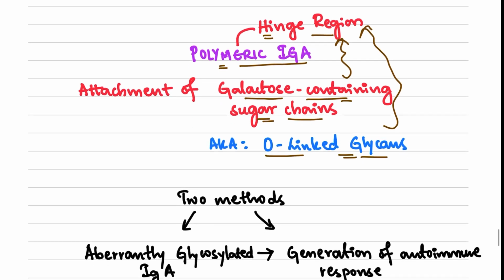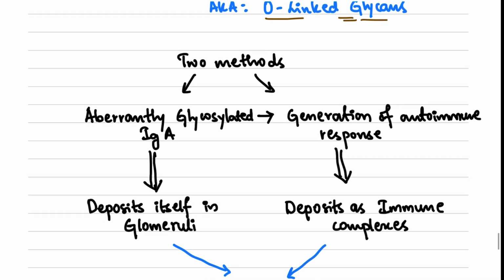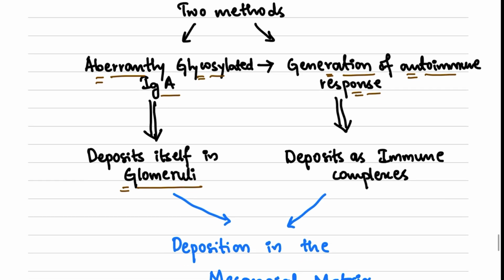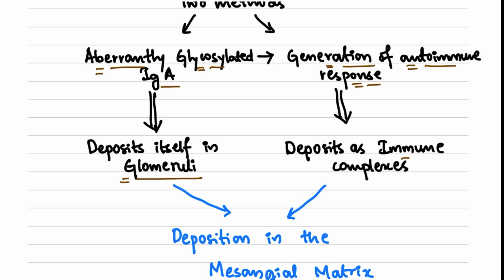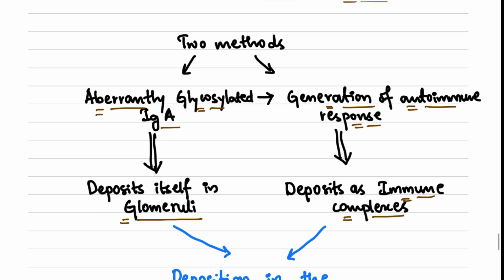And what will these polymeric IgA do? There are two pathways. One, this aberrantly glycosylated IgA can directly go and deposit itself in the glomeruli. Or these glycosylated IgA will further generate an autoimmune response in the body. Upon the generation of an autoimmune response, there will be antigen and antibody complexes, also called immune complexes, and these immune complexes as well go and deposit in the mesangial matrix.